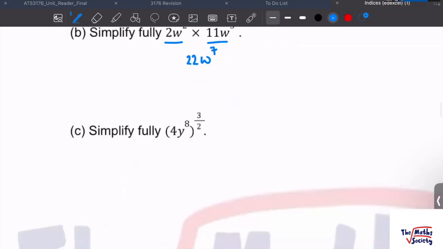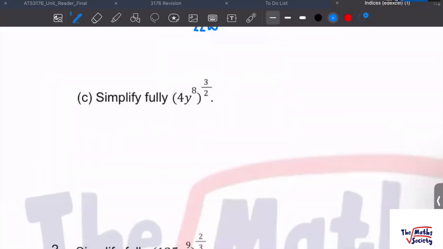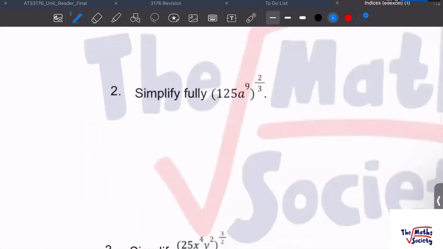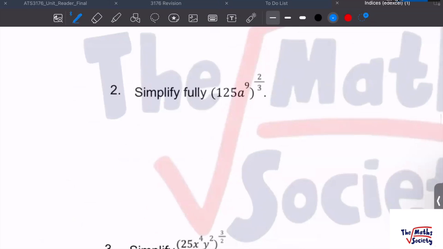And moving on to number C, you have to simplify this. We know that 4 power 3 by 2 is going to be 8. And y, 4 times 3 is 12. So it's going to be 8 y power 12. And we have number 2, which gives you 125 a power 9, and it's a power of 2 by 3. So we know that 125 power 2 by 3 is going to be 25, and then 9 times 2 by 3 is 6. So that's 25 a power 6.